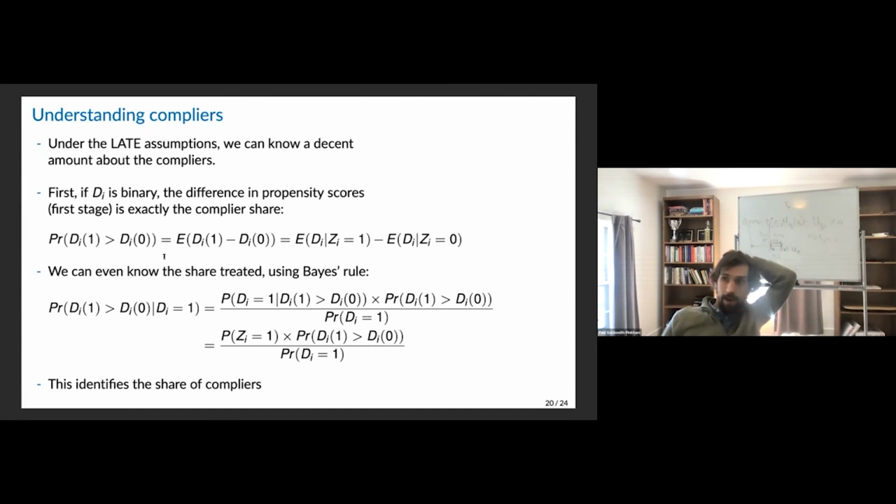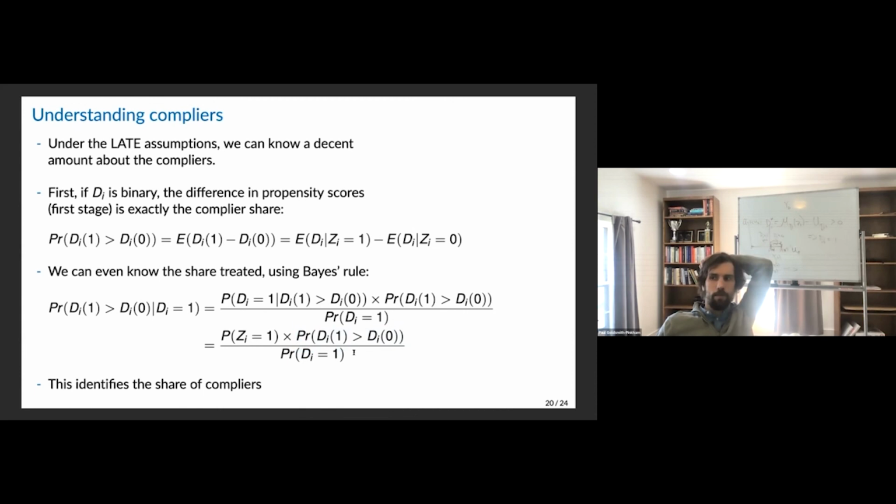And what's cool is we can even know the share of the treated who are compliers. Sorry, let me say it a different way. Conditional on being treated, what share are compliers? The way you do that is using Bayes' rule. You swap the order: the probability of D_i equals one, conditional on being a complier, times the probability of a complier, scaled by the marginal. Remember that the probability D_i equals one, conditional on being a complier, is the same thing as your instrument being equal to one.